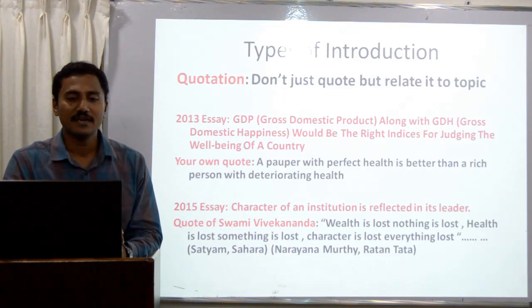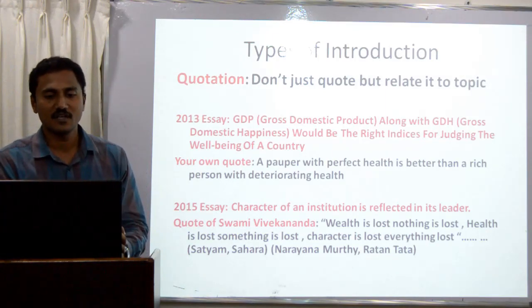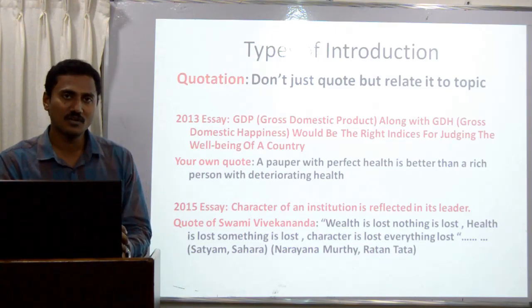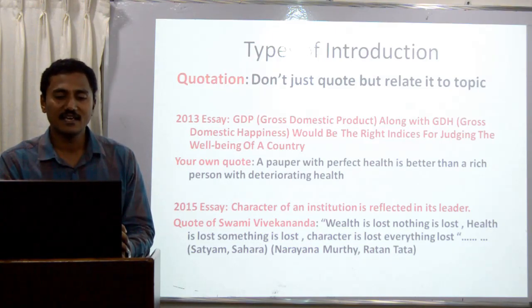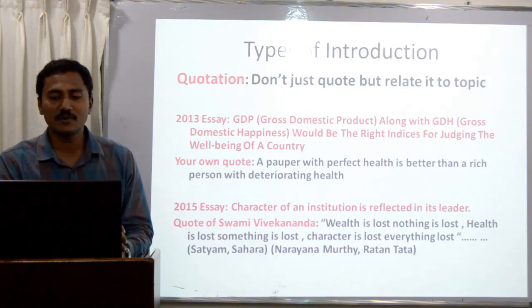For example, in 2013, one of the essay topics was: GDP along with GDH would be the right indices for judging the well-being of a country. For this, you can start with a quote saying a pauper with perfect health is better than a rich person with deteriorating health. So you have to explain it.